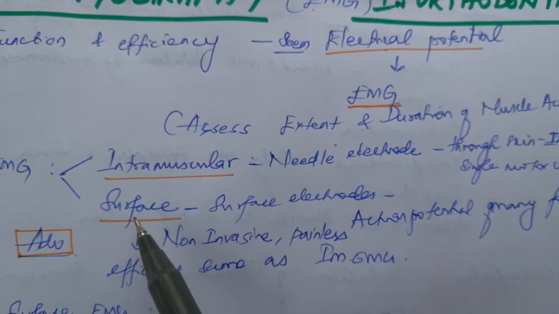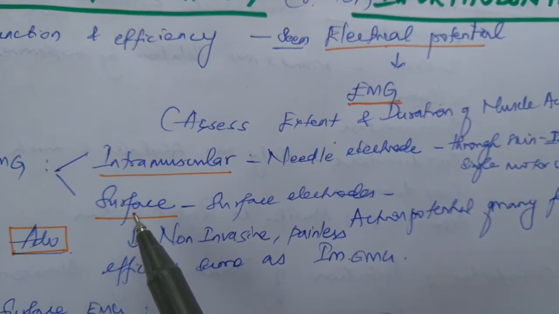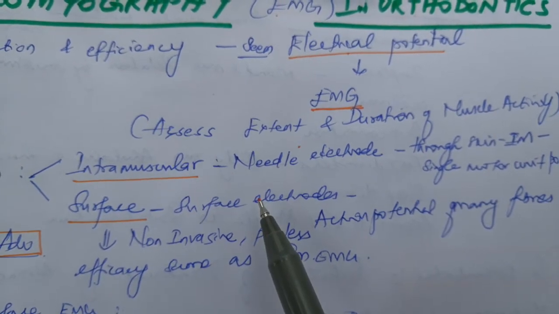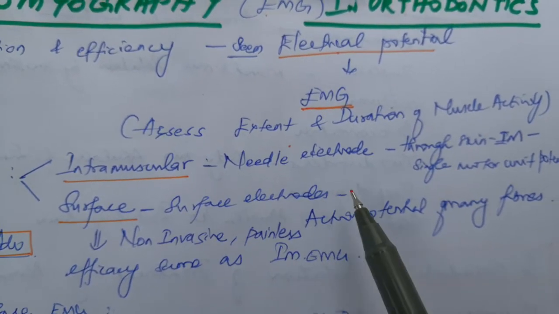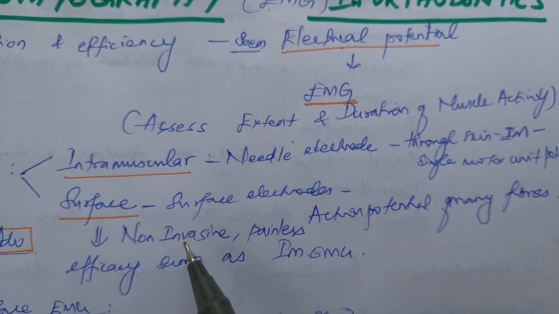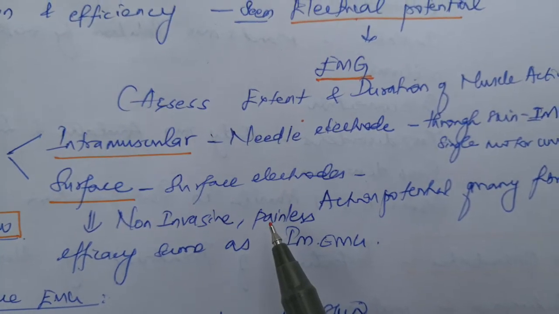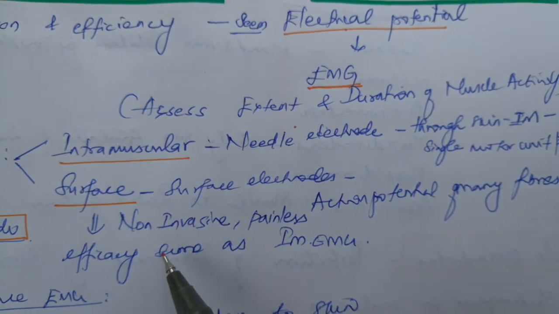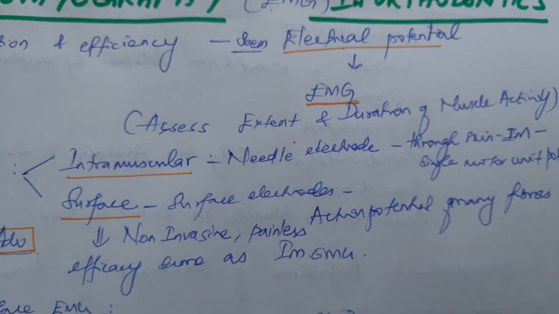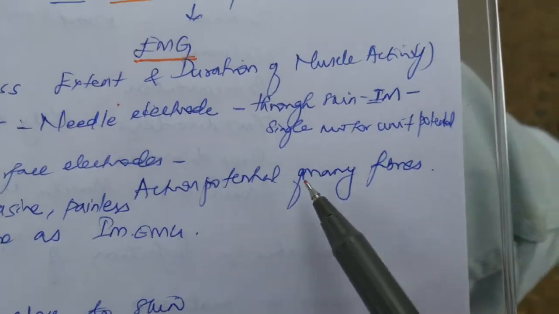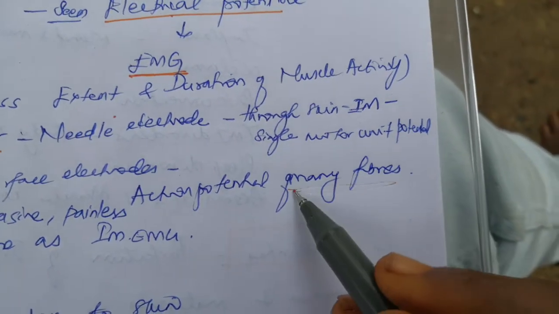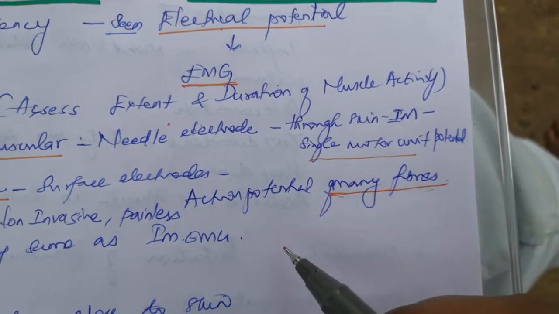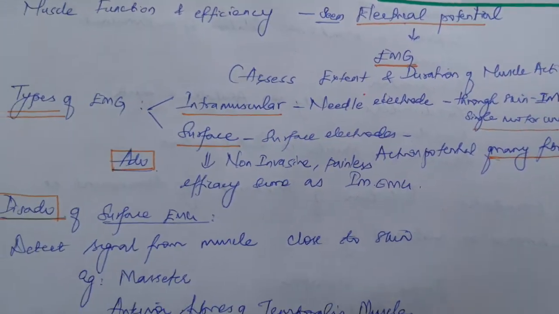The second one is called surface electromyography, in which surface electrodes are placed on the skin, not into the skin. So it is non-invasive and painless. Okay, but the efficacy is the same as that of intramuscular EMG. In this case, the electrical potential of many fibers can be assessed. Here, only a single motor unit is assessed.